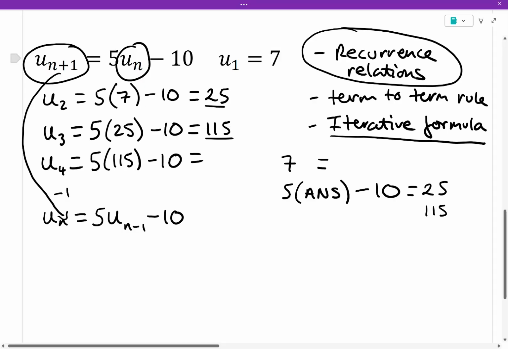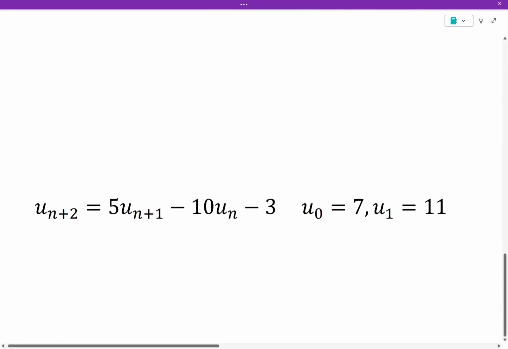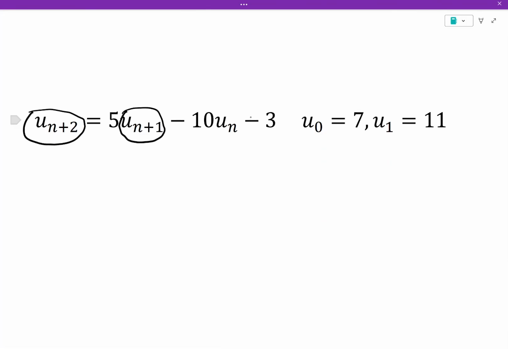What also might be the case is that instead of writing u1 as the first term, we might write u0 is equal to 7 instead, as sometimes that will make more sense in contextual questions. So let's have a look at another recurrence relation, a bit more of a complicated one. So we've got it written here. So this time we have 3 subscript terms, un plus 2, un plus 1, and un.